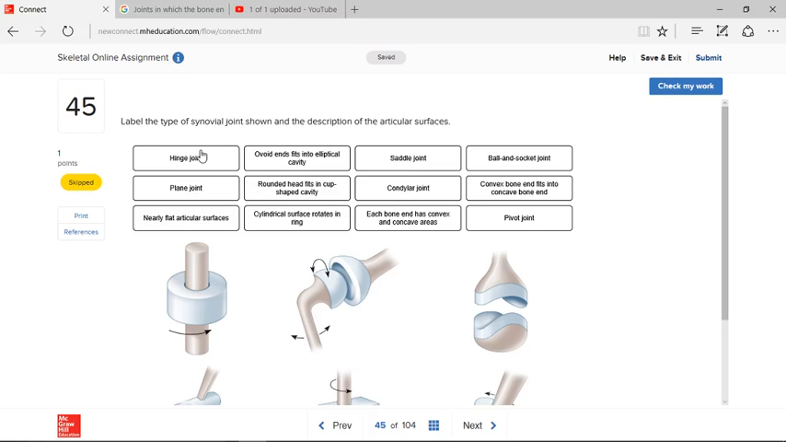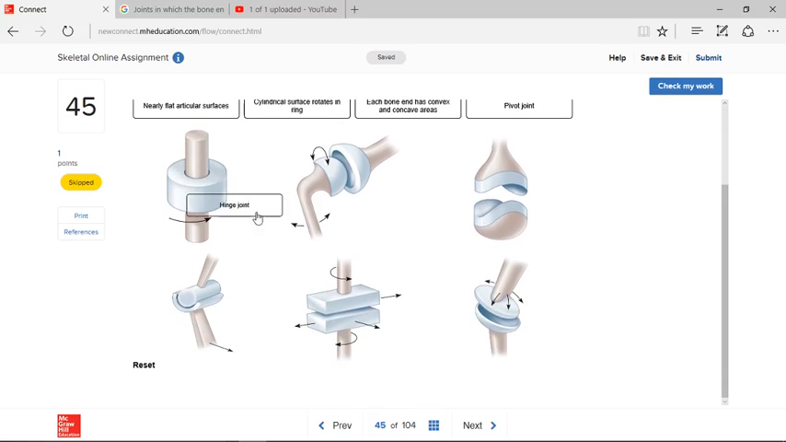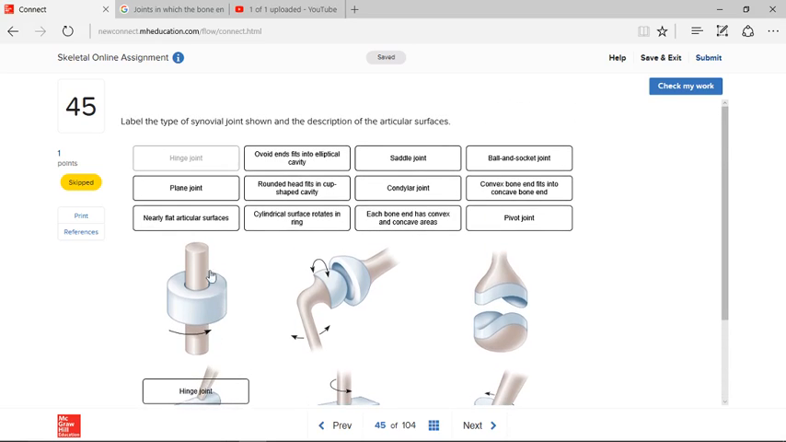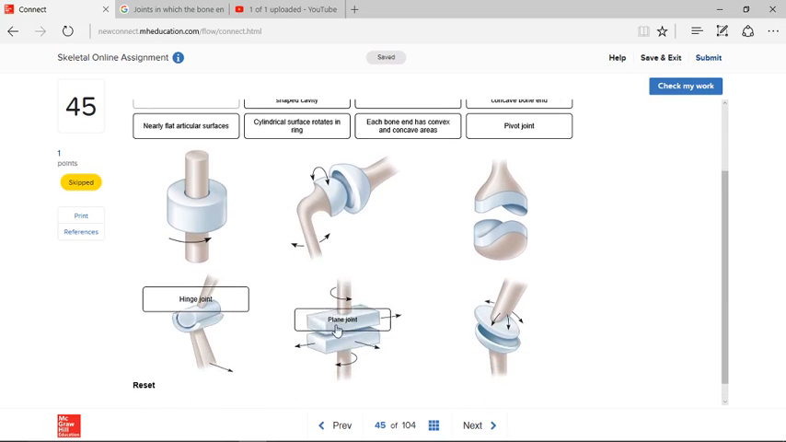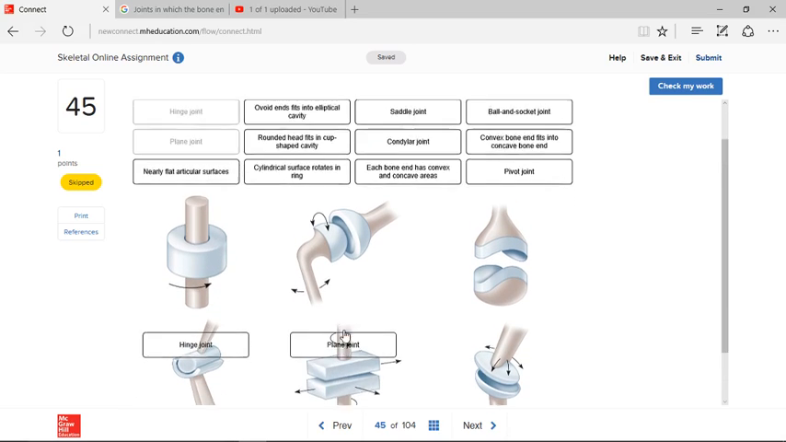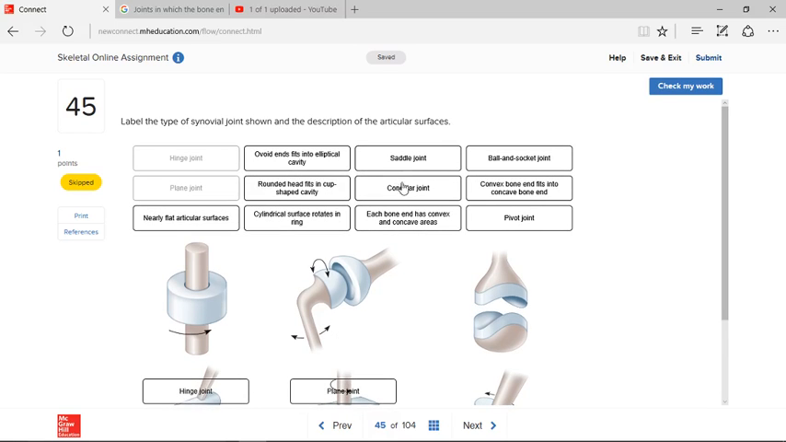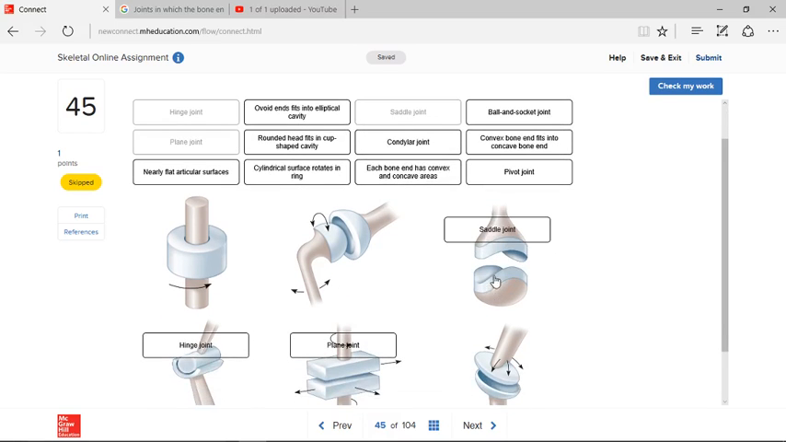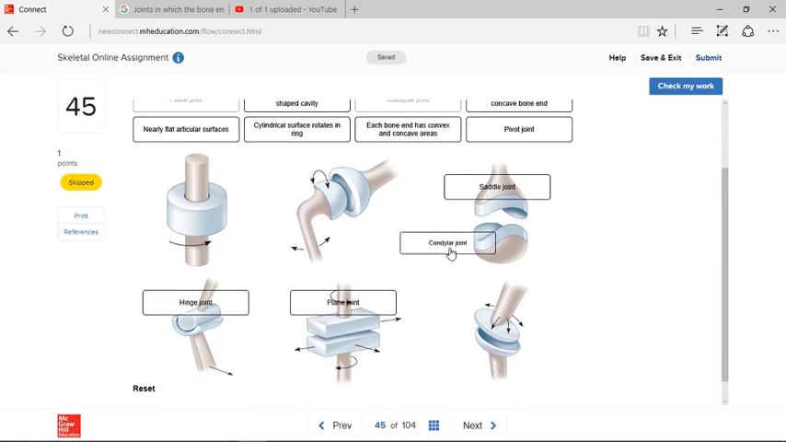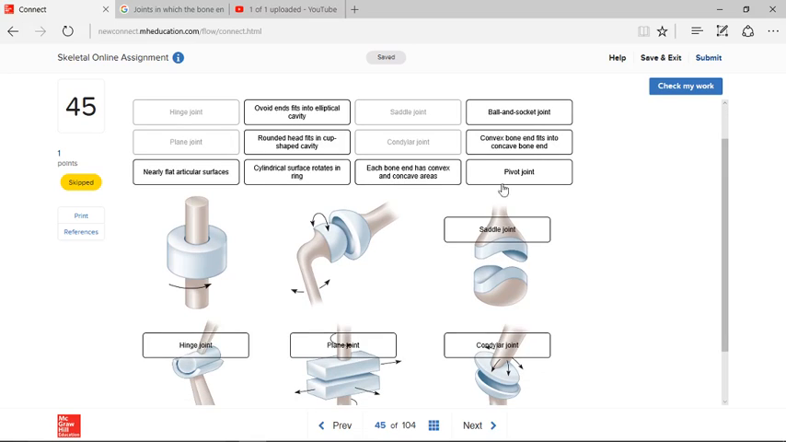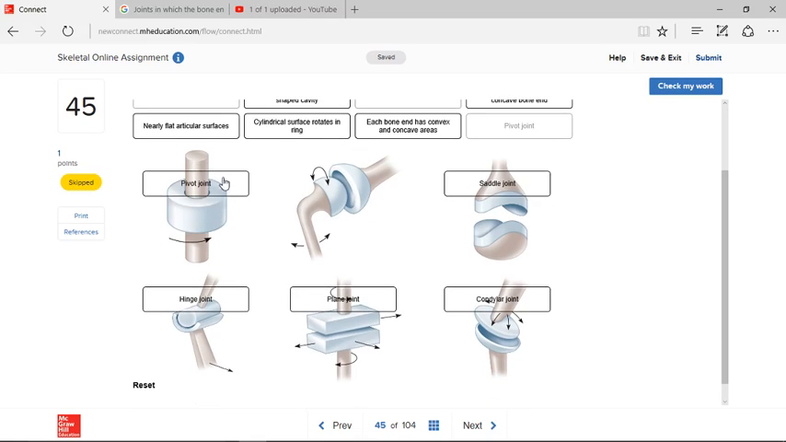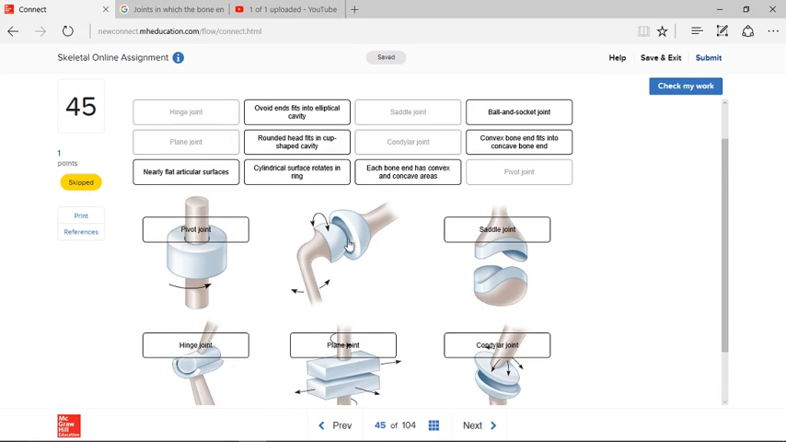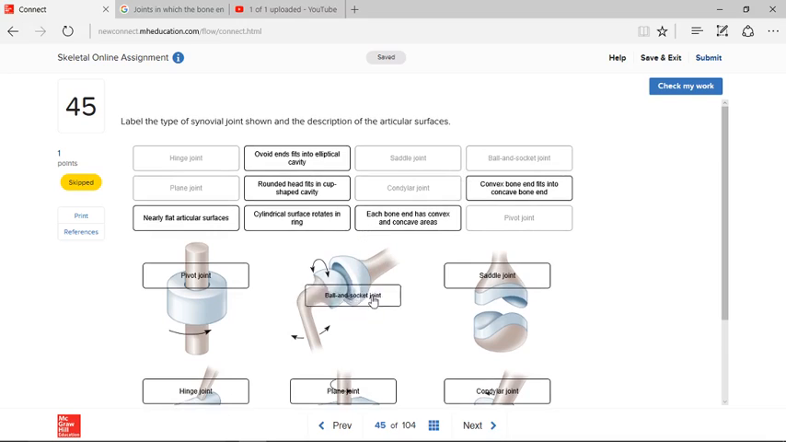All right, these aren't too bad. Hinge joints, those are just like these. A plane joint, just like some plane. You know, planes are flat and they fly. Saddle joint, obviously that looks just like a saddle. A condylar joint, those are the ones in your fingers. A pivot joint. There it is. And then we also got one more. This is going to be a ball and socket joint. Where is it at? There it is.